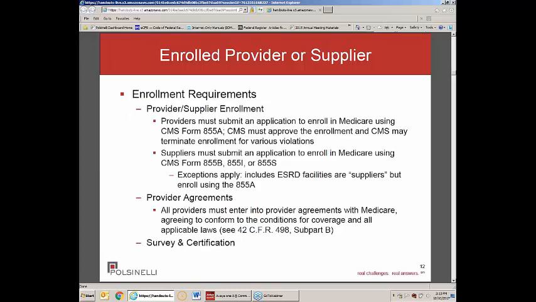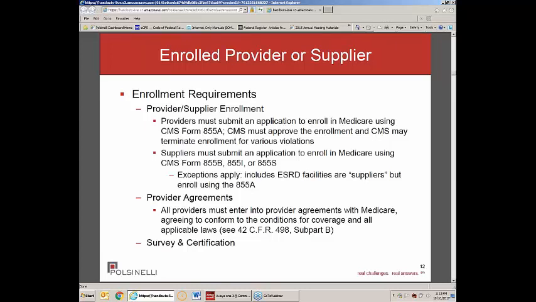So what are the enrollment requirements for providers and suppliers? We're not going to go into all of the details here because we'd definitely be here all day if we tried to go into every single enrollment requirement for every single type of provider or supplier, but the general requirements are that providers and suppliers have to submit an application.